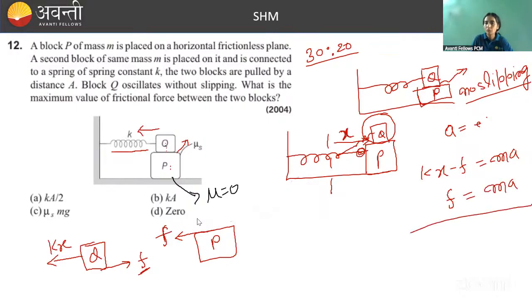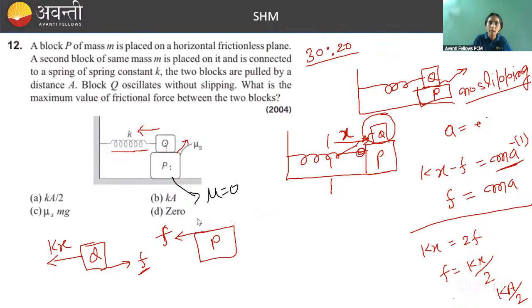Done. Now if you solve these two equations, what do you get? What we need to find is friction, so in equation 1 put friction in place of Ma. Then you get Kx equal to 2f, and f equal to Kx by 2. What will be the maximum value of friction? It will be for the maximum value of x, that is A. So the maximum value of friction will be KA by 2. This is how we can solve it.